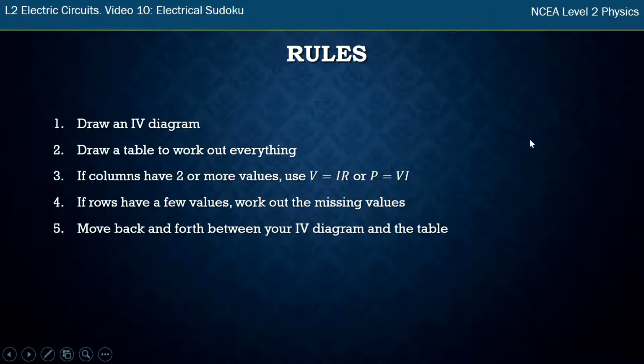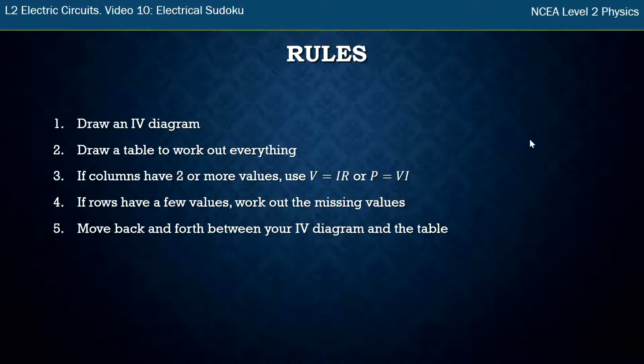So the rules are just as I've explained earlier: use an IV diagram, then draw your table with what you just saw on the slide previous. If you have a column and it has a couple of values, you can use a formula to work out a further value. And if you have rows with a few values, you need to obviously work out missing values. You can use your IV diagram after that. And effectively what you want to do is go back and forth between your IV diagram and your table.